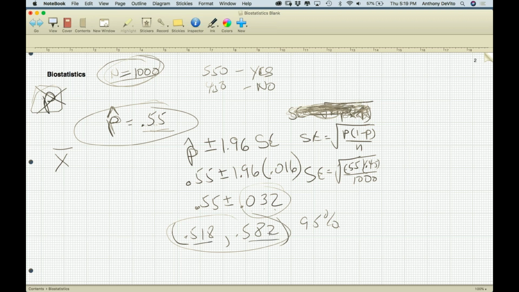Right? So now what does that mean? Since I only need 50% of the vote to win, that says I'm 95% sure I'm going to win. Had this come out to be 0.490 to 0.570, I would not have been 95% certain that I really had 50% of the vote. I would have needed a bigger sample size so I could get a narrower range.